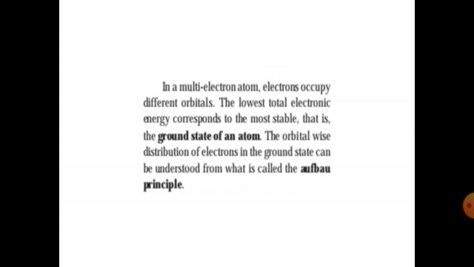The orbital-wise distribution of electrons in the ground state can be understood from what is called the Aufbau principle. This is a very important principle for writing the electronic configuration. When you write the electronic configuration in the ground state of an atom, the lowest total electronic energy corresponds to the most stable state. So we will see what the Aufbau principle is.